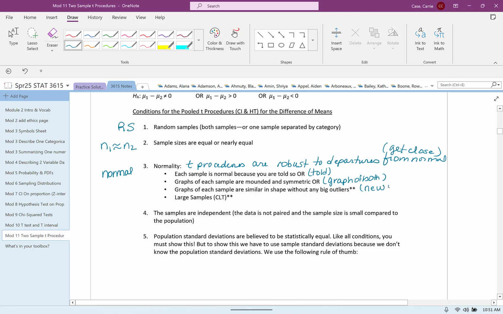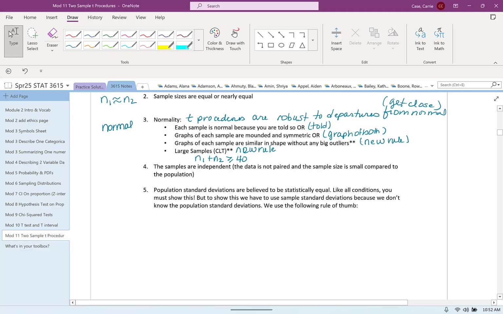So this is a new rule. I could have two skewed right distributions, and as long as I don't have any big outliers, this will still work. This test works fine, even with skewed data. And then the last condition is that we have large samples. We're going to apply the central limit theorem, but once again, we have a new rule. Instead of n is greater than 30, we just have to show that n1 plus n2 is greater than or equal to 40. So the sample sizes of the combined categories have to add up to 40 or more.